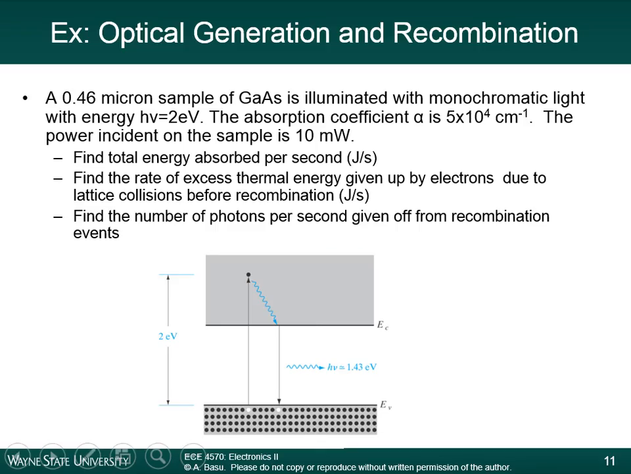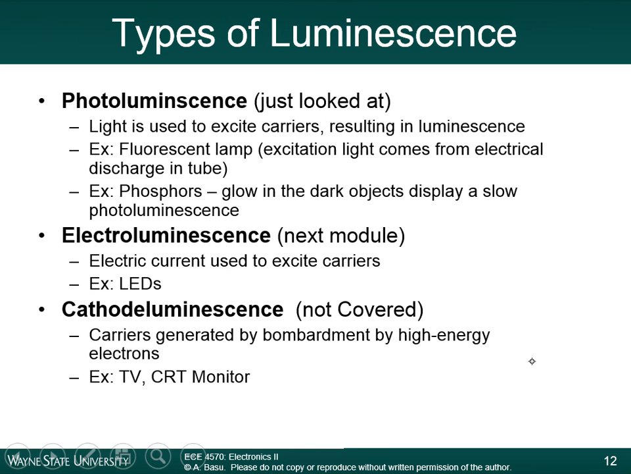The electron absorbs an energy equal to 2 electron volts, so it goes all the way up here. Remember that the band gap of gallium arsenide, I think you need that, is 1.43 electron volts right here. Can everyone see this, or is this difficult to see? Okay, let's zoom in here.